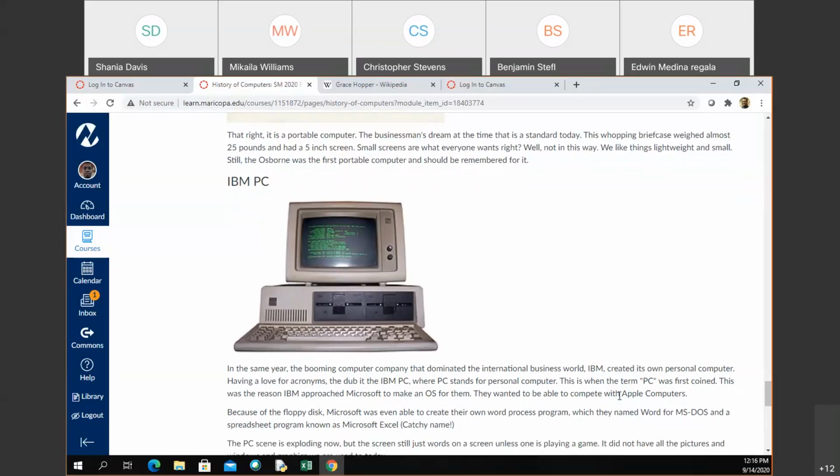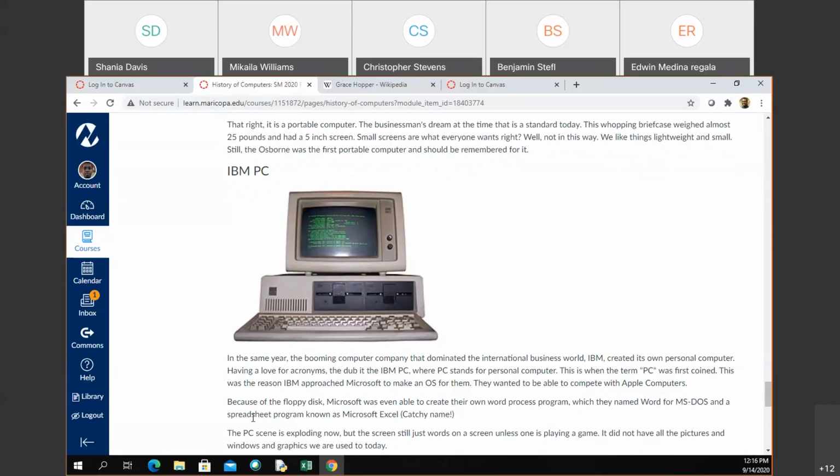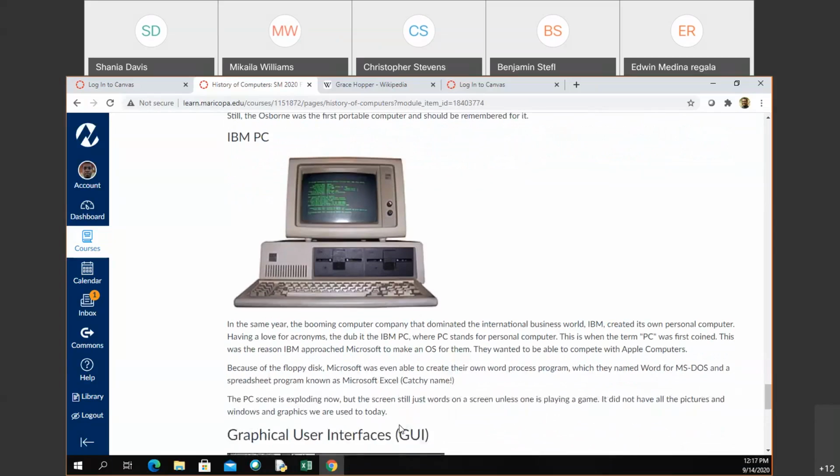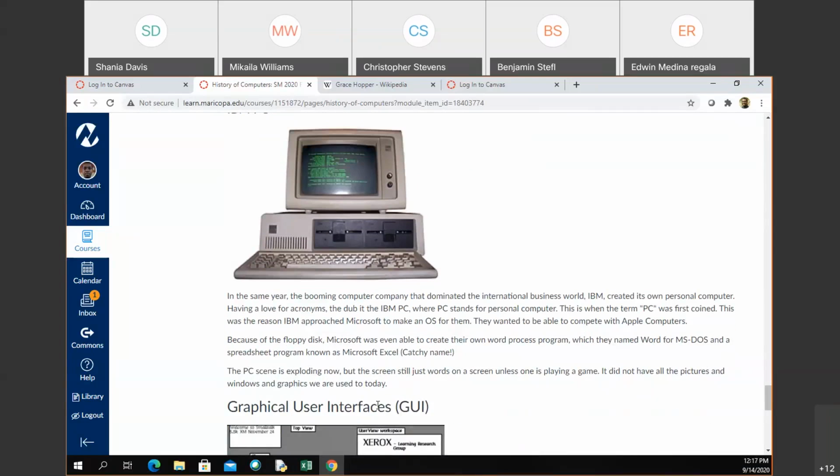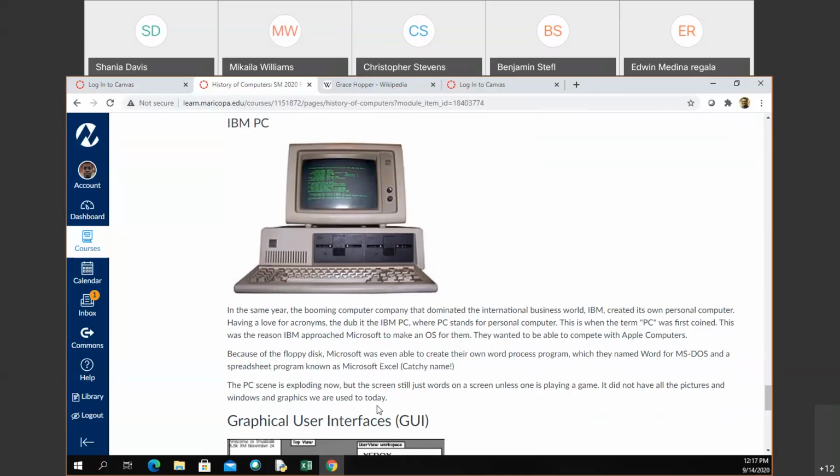So their word processing program, they called it Word for MS-DOS. That name sounds kind of. And then they called the spreadsheet Microsoft Excel. That sounds like a pretty good name. Hope that stuck around. So everyone wanted to get into having personal computers now.